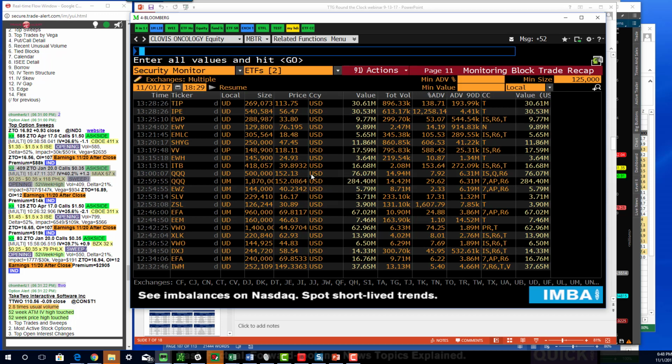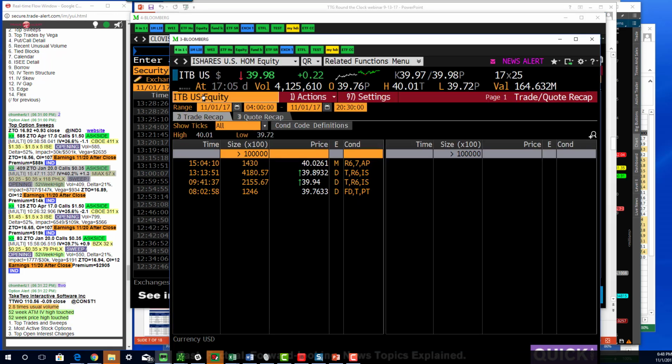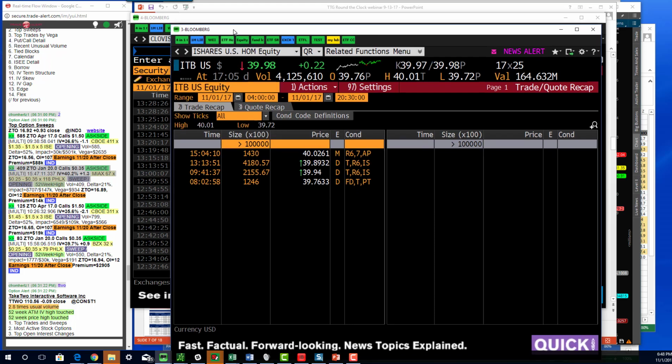It's a pretty good sized trade. It's a $16 million trade. It's not humongous, but it's a $16 million trade. It's got some meat behind it. All right. So if I bring up another Bloomberg screen, which I've done, and I just look for trades, I'm just looking for prints above 100,000. I could put in 125, whatever. So for ITB, I could see just the prints in this ETF that were over 100,000.